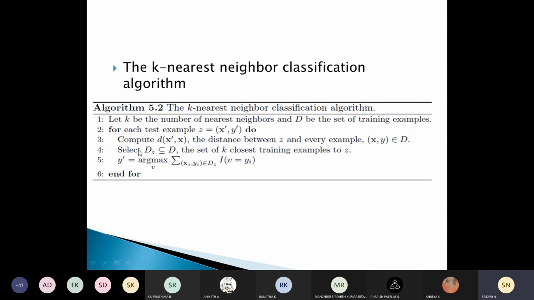From this set we select those which are closest, k numbers of them, closest to the training examples, and we rank them. Then we identify the k nearest neighbors, whatever k value is given, identify the class to which those examples belong, and then we say that the test record also belongs to the same class.